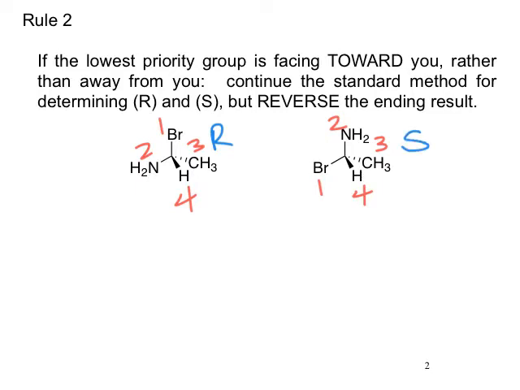Another way to think about this is if you were to place yourself at a point of perspective where the lowest priority group is pointing away from you, so you'd have to climb inside the video screen here and look at it from the other side, you would determine these to be R and S as we've drawn them.